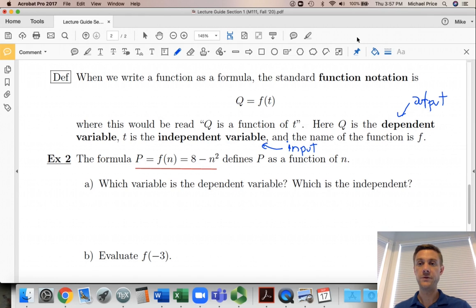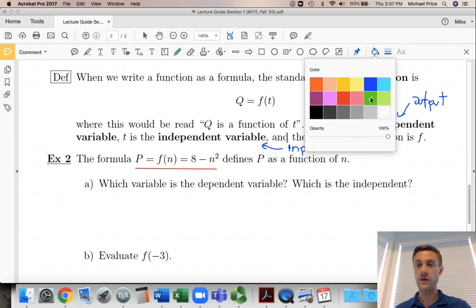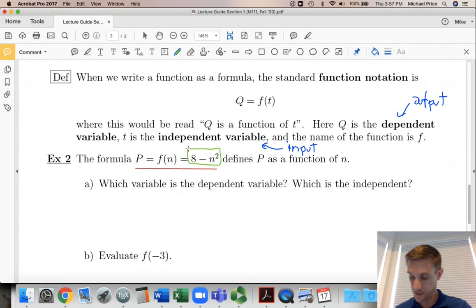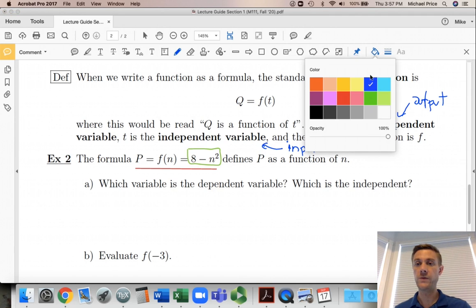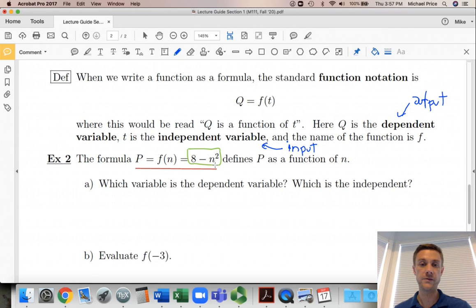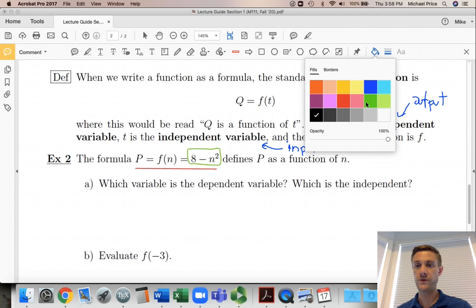So what's different here than before, with just an example where everything was given in a word description and a table, is that now we're looking at a function, and the only way that we have to connect these things is by this expression. 8 minus n squared is how we get values for p. So our first question there is about dependent variable, and I think we can work with this pretty reasonably.